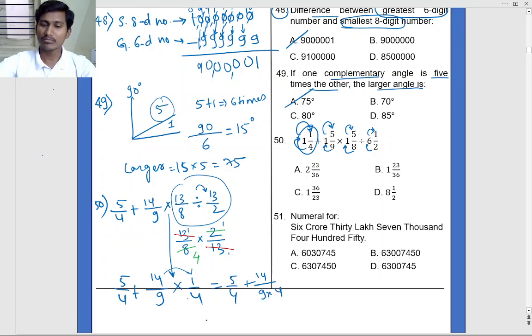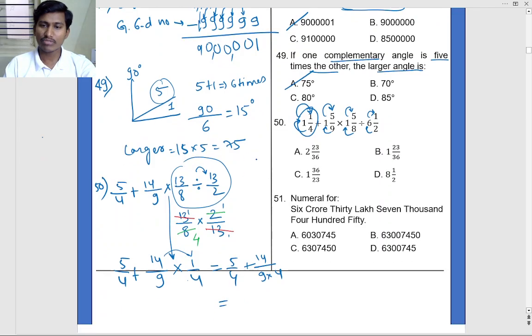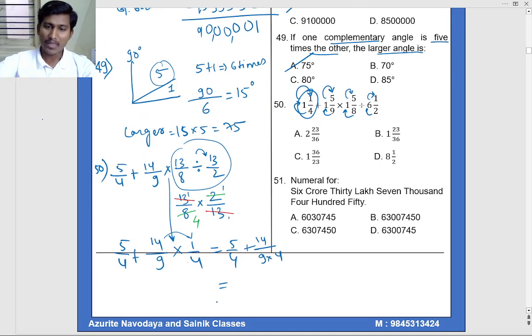So here LCM, we know how to do addition. That is, we have to take the LCM here. So that is 4 and 9 into 4. 4 is already there, so we have to multiply here how much? With 9. So LCM will be 4 nines are 36, right? So that will be the denominator here.